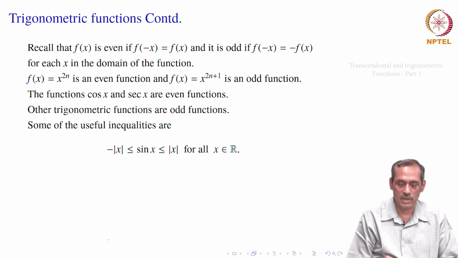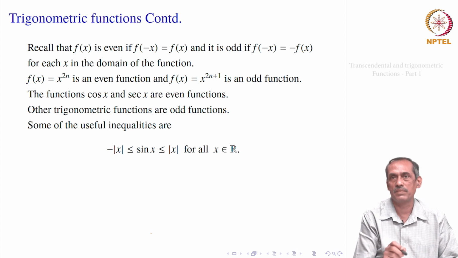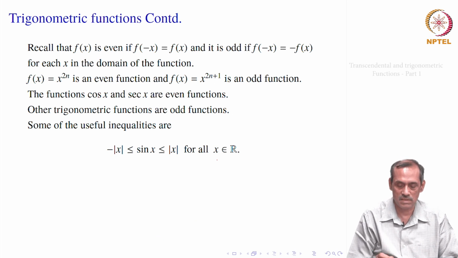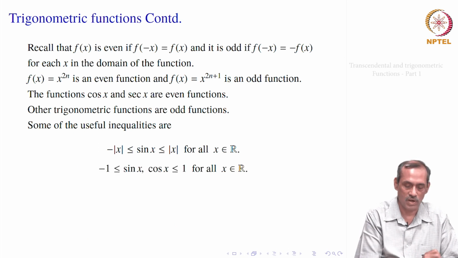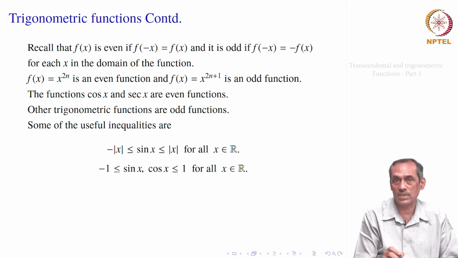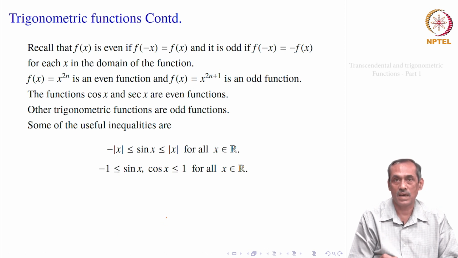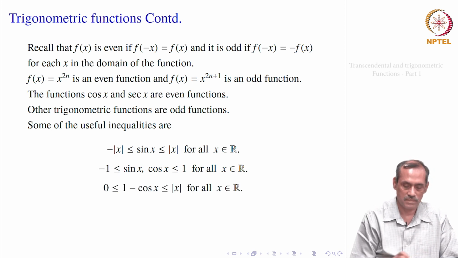We will also have some inequalities which you could have seen from the graphs itself, that sin x is always lying between minus of mod x to mod x for every x in its domain which is the real number system. So, minus mod x is less than or equal to sin x is less than or equal to mod x, and of course, both sin x and cos x have range the closed interval -1 to 1. So, you get -1 less than or equal to sin x less than or equal to 1, and also -1 less than or equal to cos x less than or equal to 1 for whichever x you take.